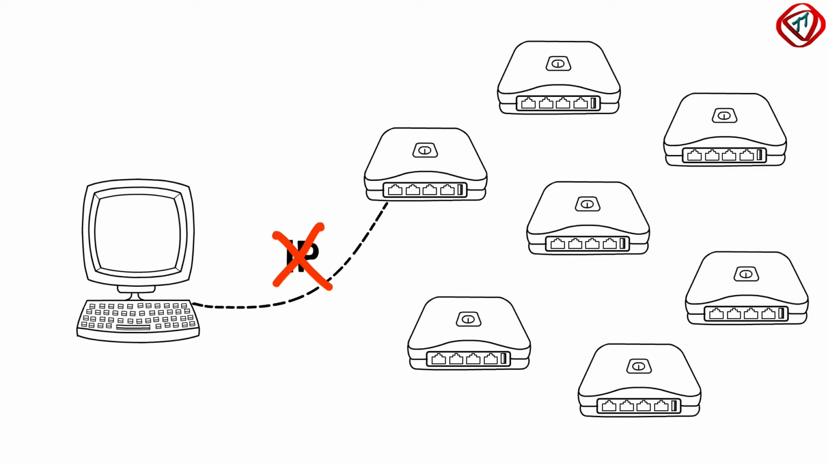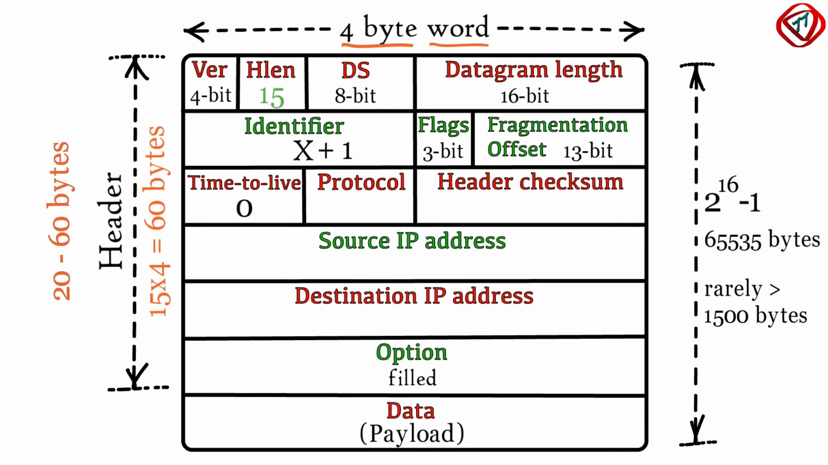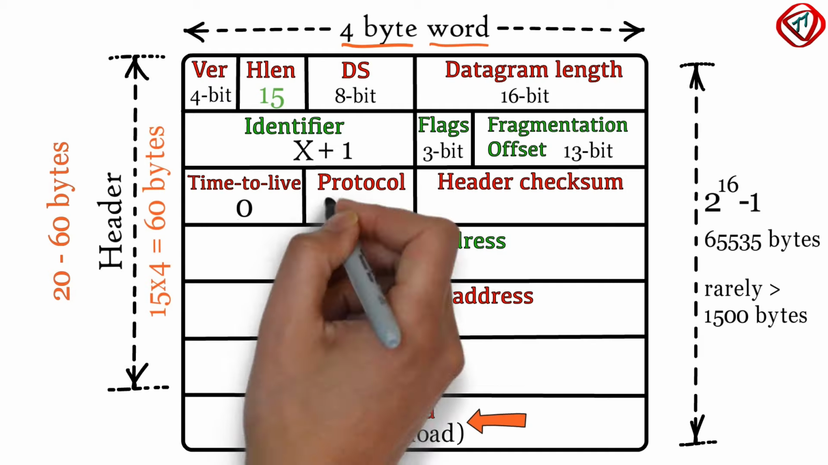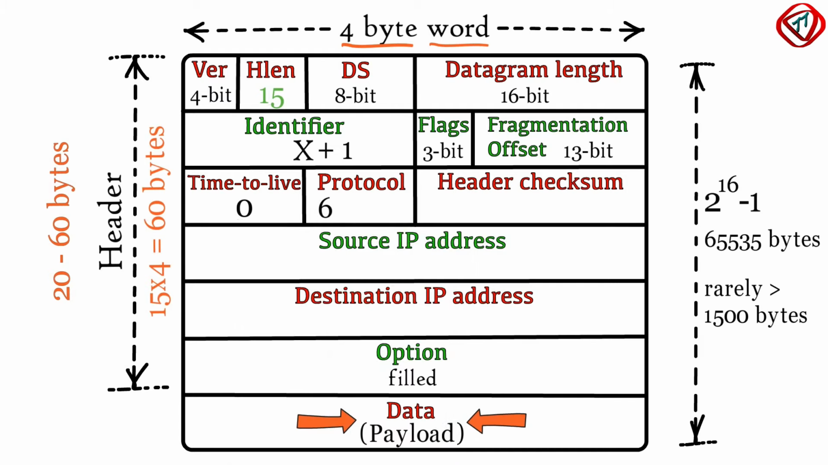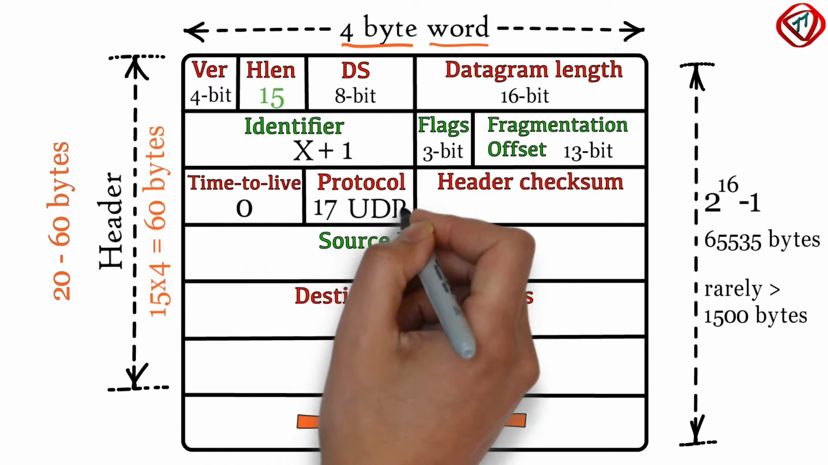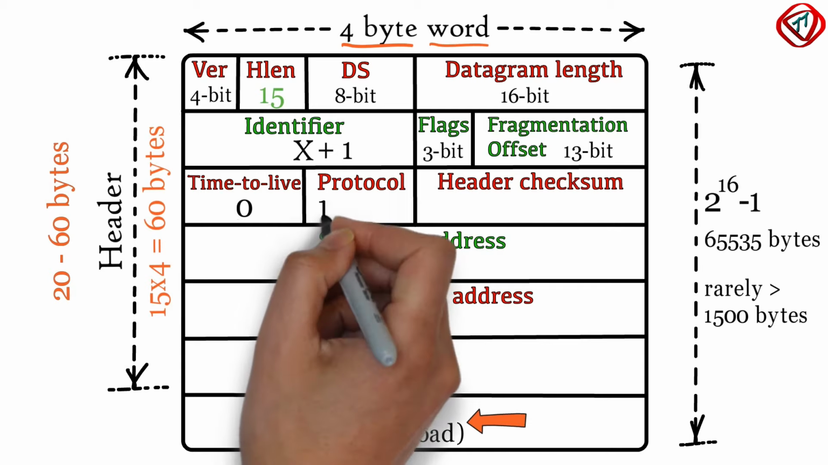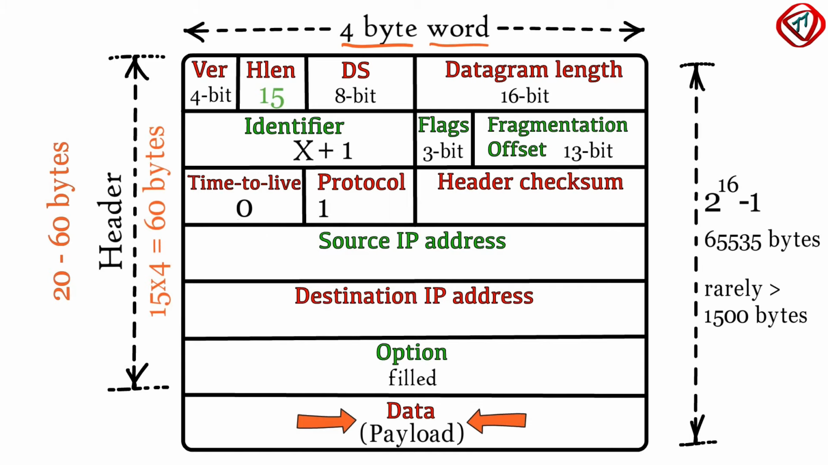Since time to live field decrements with each hop, such datagrams will be dropped by routers at last. Protocol: when the IP datagram reaches its final destination, the value in this field indicates to which transport layer protocol the data portion of the IP datagram should be passed. For example, a value of 6 indicates that the data portion is passed to TCP. A value of 17 indicates that the data portion is passed to UDP. Moreover, a value of 1 indicates that the data portion belongs to ICMP, 2 for IGMP, and 89 for OSPF.